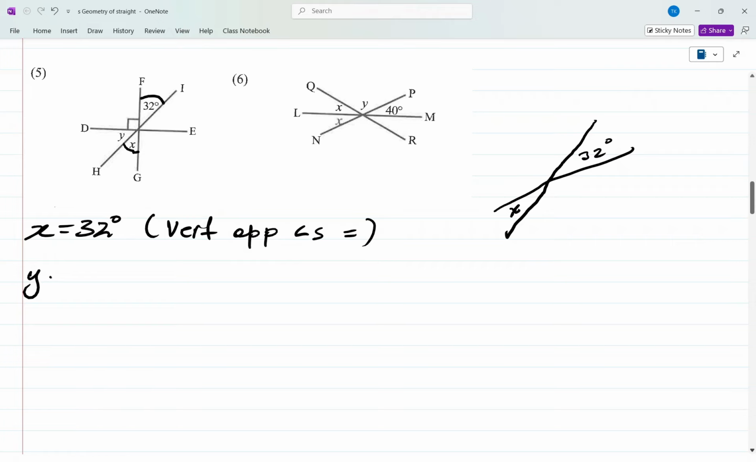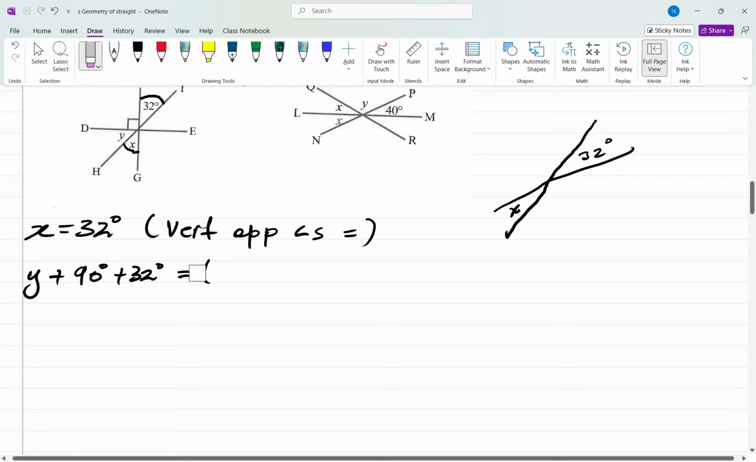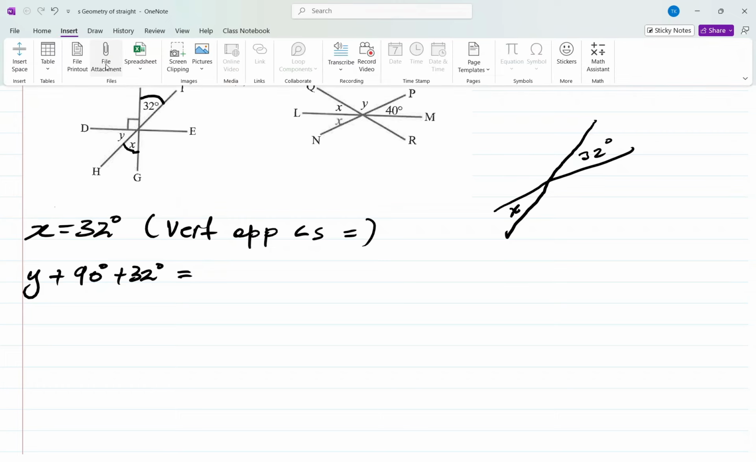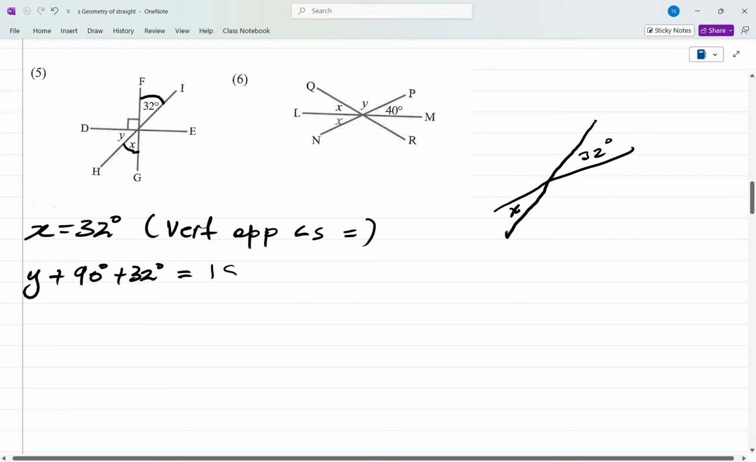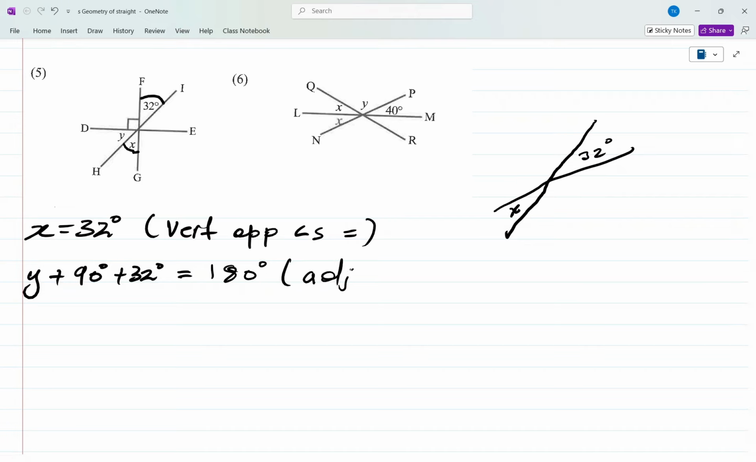I'm going to say y plus 90 degrees plus 32. These three angles, when you add them together, they must give you 180. Why? These three angles, when you add them together, must give you 180 degrees because we have adjacent angles on a straight line.